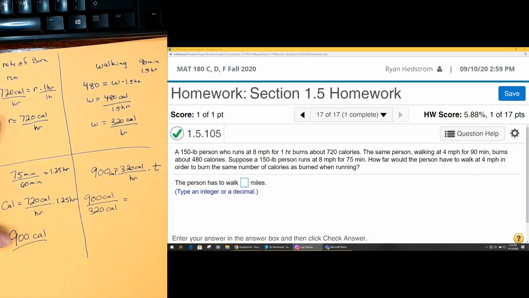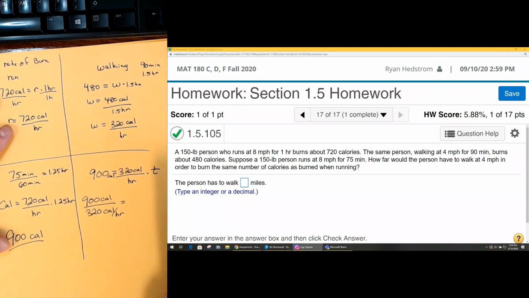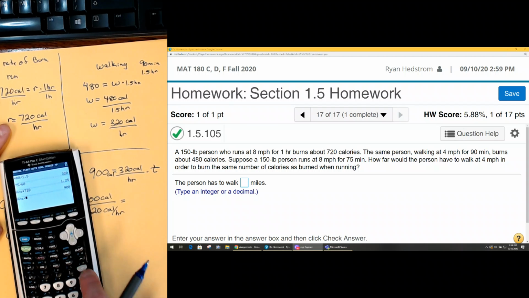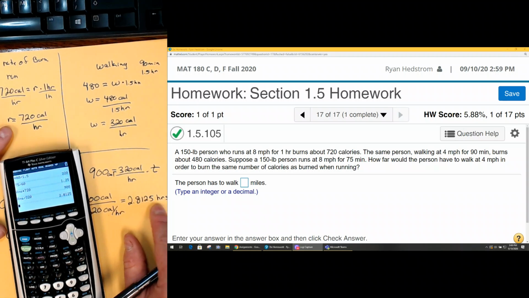So I'm going to do 900, which is already in my calculator, and divide that by 320. And that time is equal to 2.8125. Okay? So they would have to walk for 2.8125 hours.